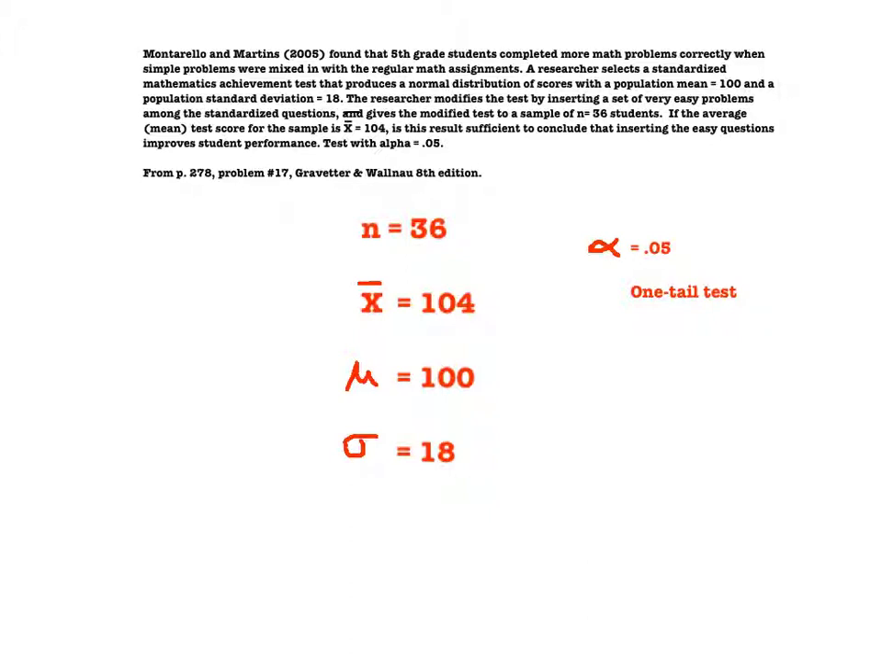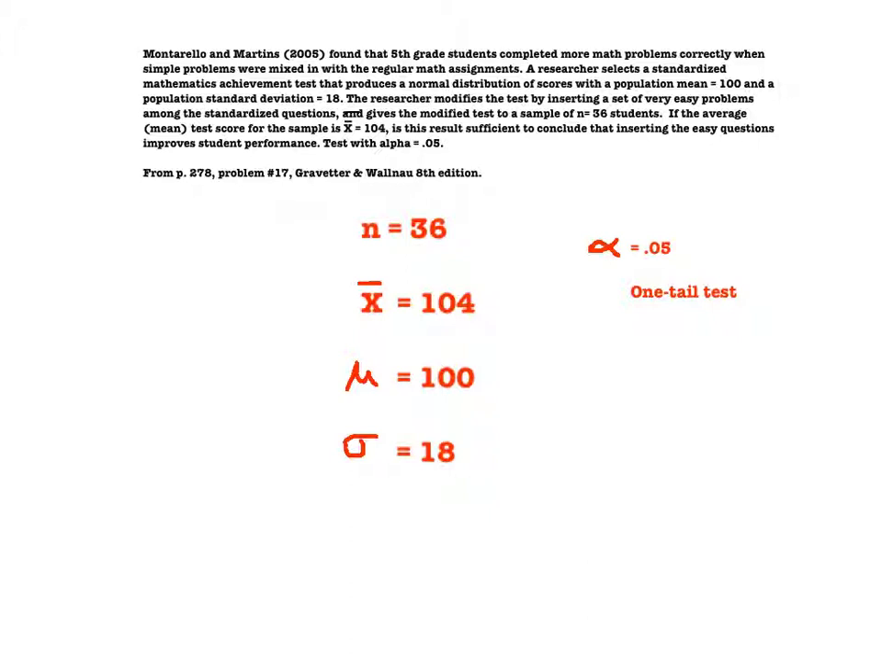Let's work a problem. I've taken this from page 278 of the textbook Gravetter and Wallnau, 8th edition. It says Monterello and Martins found that 5th grade students completed more math problems correctly when simple problems were mixed in with the regular math assignments. A researcher selects a standardized mathematics achievement test that produces a normal distribution of scores with a population mean of 100 and a population standard deviation of 18.